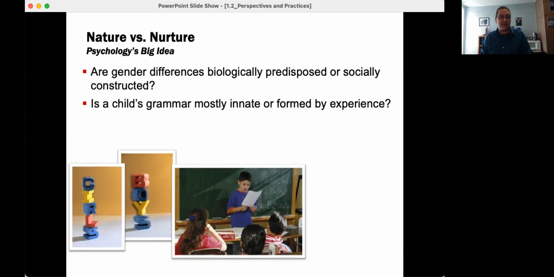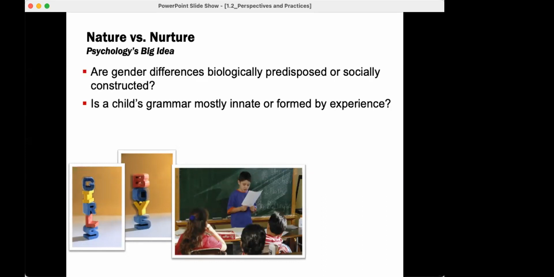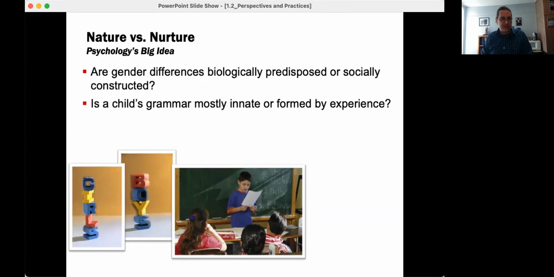Another example we could ask is: is a child's grammar mostly innate or formed by experience? Okay, what do you think on that one? Nature or nurture? I think it's formed by experience. Okay, by experience. Yeah, I think it's nurture. Okay, okay. Well, I could say it is both.